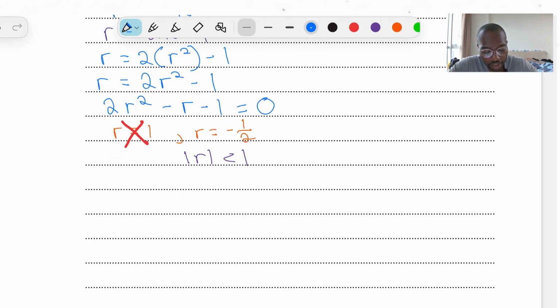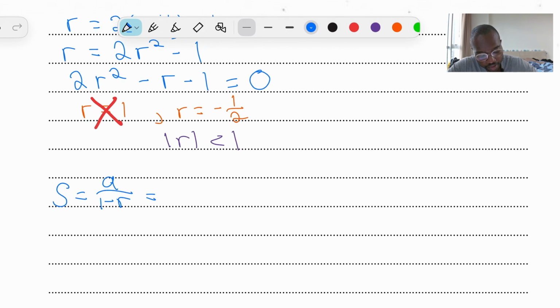And now that we know that our little r value has to be equal to minus a half, we can just put it into the equation which we had at the start, where we had S is equal to a over 1 minus r. If we do that, we get a, and we want it in terms of a, so we leave a as it is, and then we get 1 minus negative a half, which is going to be 1 plus a half.